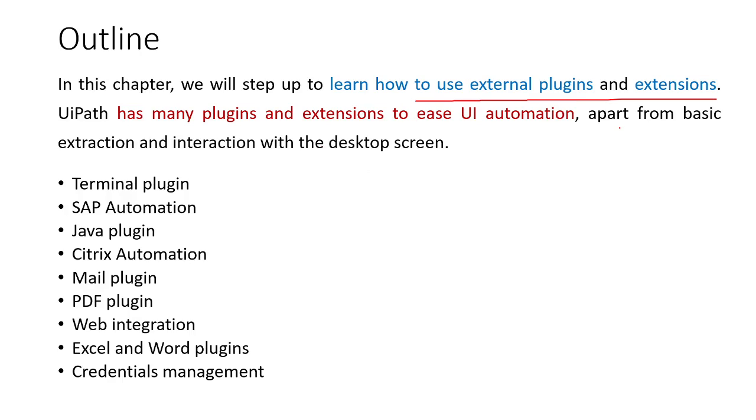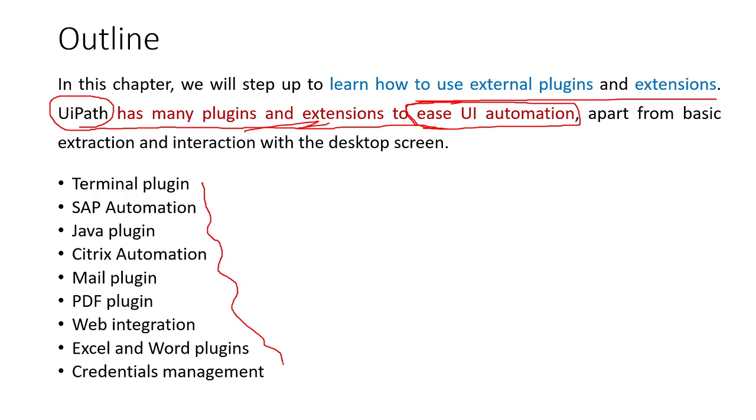Now the main objective of this chapter is to learn how to use plugins and extensions, right? I already gave a high-level idea of plugins and extensions in the beginning stage, and then we shall see how to use UiPath Studio to learn about plugins and extensions. I already told you that if you use plugins and extensions to build robots, you can create them very easily. That's what it is telling here.